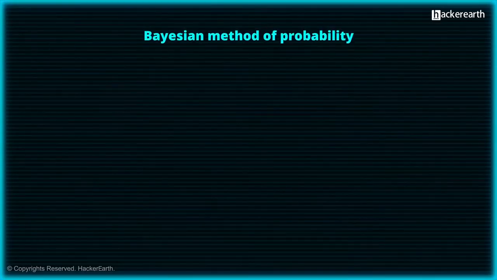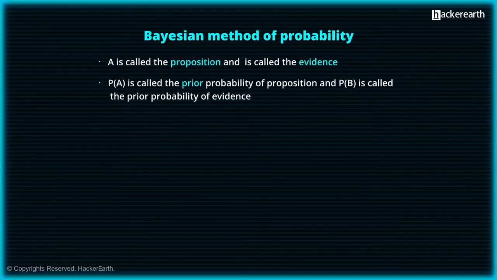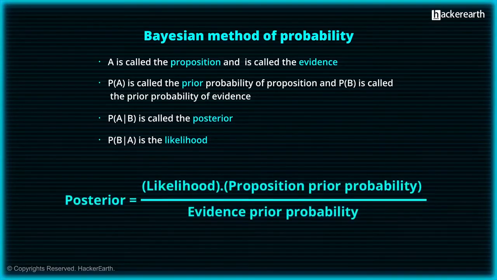Let us look at commonly used terminology in the Bayesian method of probability. A is called the proposition, and B is called the evidence. P of A is called the prior probability of proposition, and P of B is called the prior probability of evidence. P of A given B is called the posterior. P of B given A is the likelihood. This sums up the Bayes theorem as: posterior is equal to the likelihood multiplied by the prior probability, divided by the evidence prior probability.